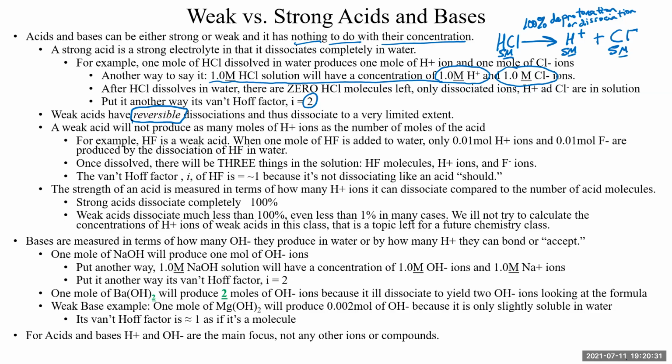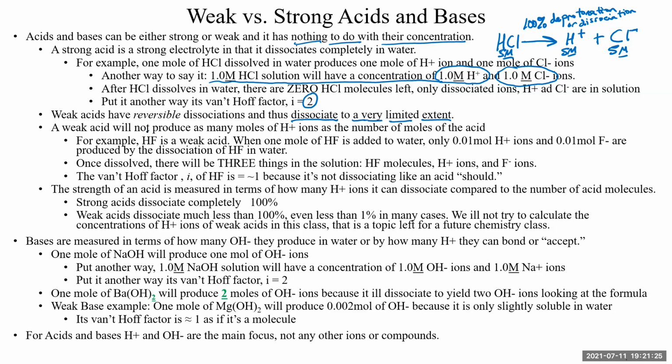Anyway, so weak acids have reversible dissociations and thus dissociate to a very limited extent, usually much less than 1%. Usually much less than 1% of the moles of a weak acid or a weak base that enter the water will actually dissociate into hydrogen ions or hydroxide ions, respectively. Very limited. I'll give you some numbers that are kind of made up only for the purpose of examples. Their real dissociation factors are actually so low that it would make very little sense for me to try and give you an example with actual numerical values. So I kind of use like 1% or 5% rather than the 0.00001% that they actually do dissociate. A weak acid will not produce that many moles of hydrogen ions as the number of moles of acid.